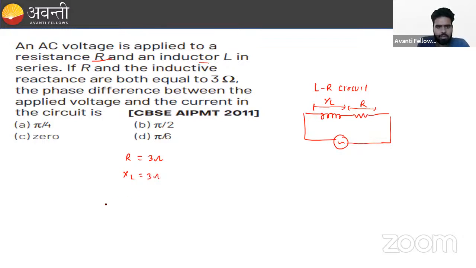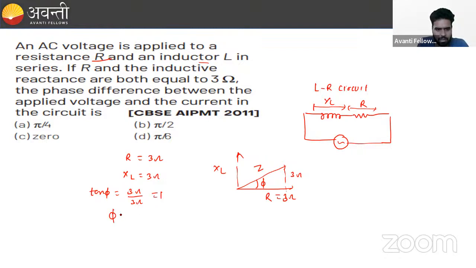So here, if we draw the impedance triangle, then we can find the phase. So this is our R, this is our XL. This is basically our Z, the impedance, and this angle is phi. In order to find phi, if this is XL, it is also 3 ohm. So here tan phi can be written as perpendicular upon base, that is 3 ohm divided by 3 ohm, which equals 1. So we can say our phi is nothing but pi by 4. So option A is the right one, right?